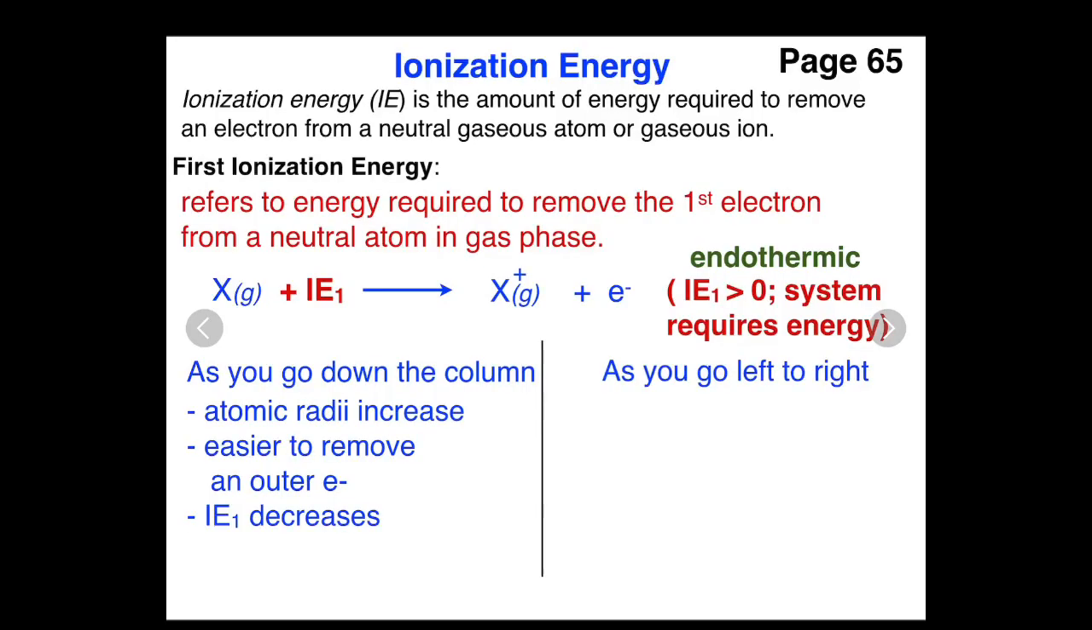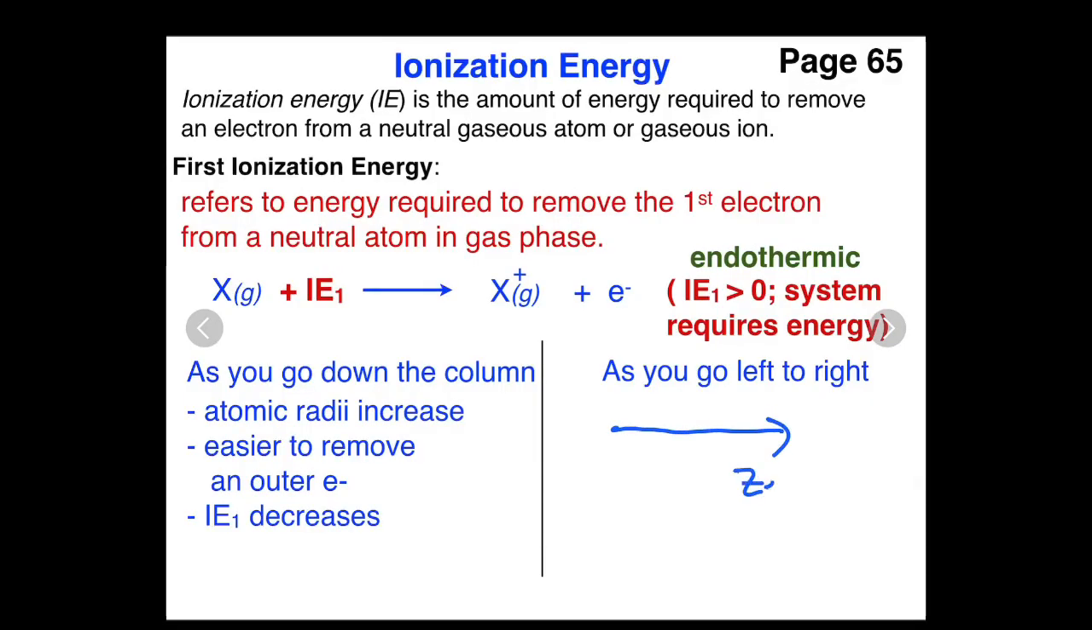Okay. Now, if you go from left to right across the periodic table, if you are talking about the same number of energy shells, you will see that going from left to right, you are increasing the effective nuclear charge.